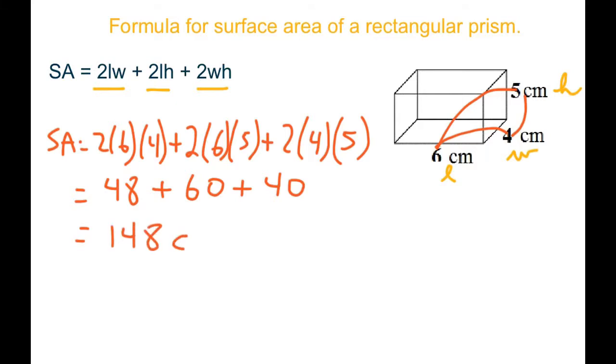And it's centimeters. And since we're talking about area, it's always to the second power. Remember, anything with area, we're talking about 2 dimensions, so it's always going to be to the second power. 148 centimeters to the second power, that's our surface area.